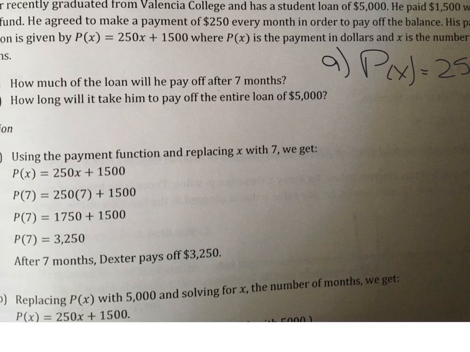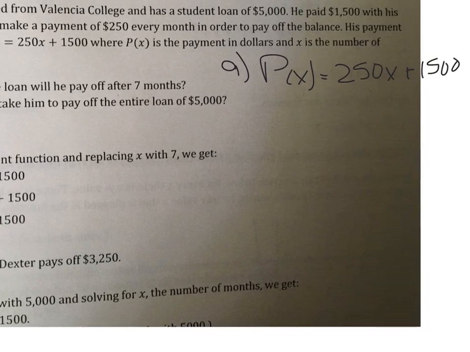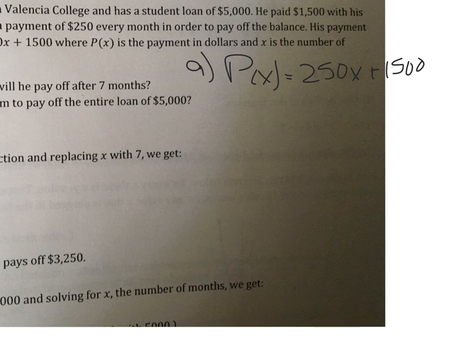Letter A asked us, how much of the loan will he pay off after 7 months? Well, since x represents the number of months, we'll replace this with 7. And that will say P of x, or how much he's paid, 250 times 7 plus 1500.